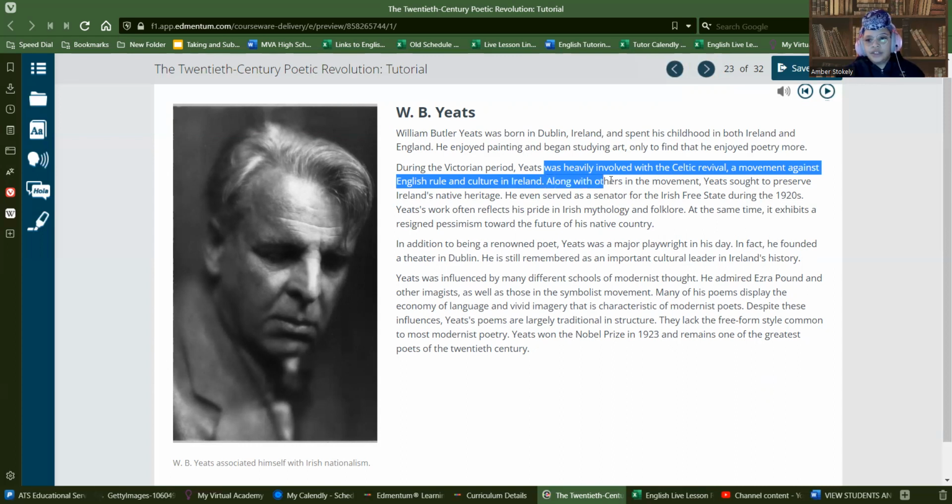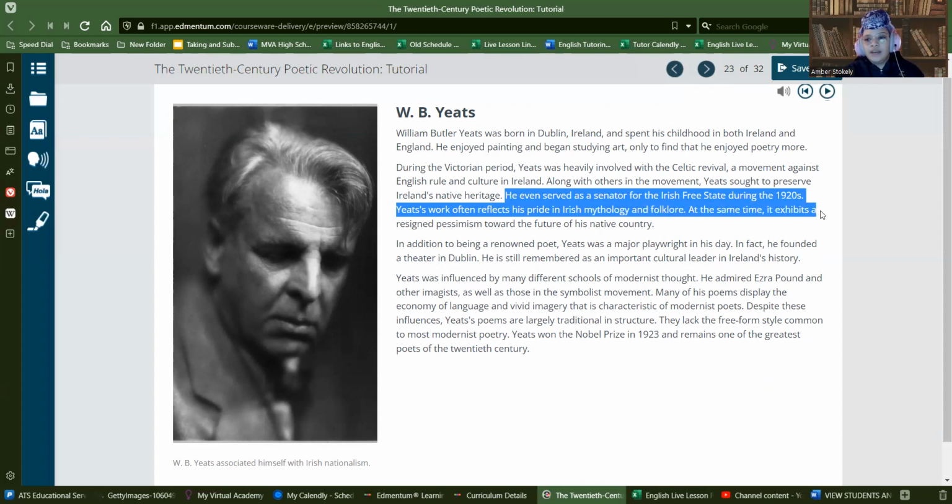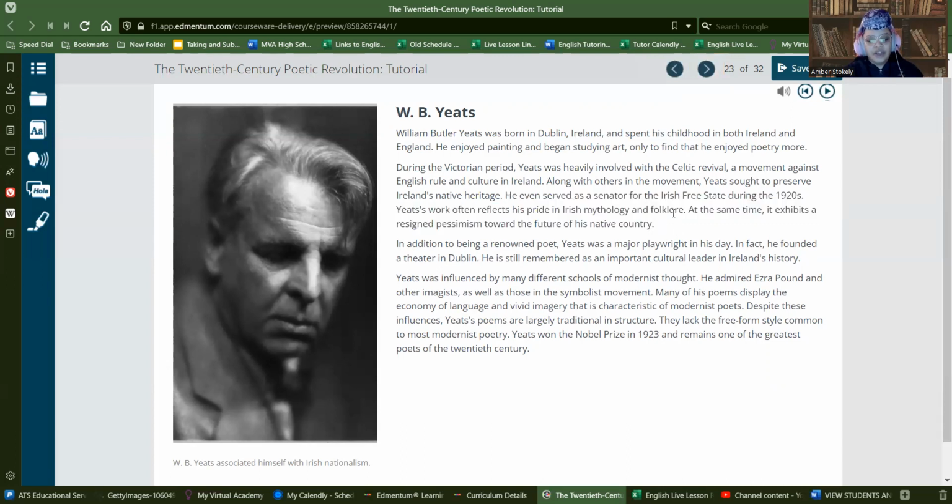And he served as a senator for the Irish Free State during the 1920s. His work often reflects his pride in Irish mythology and folklore. At the same time, it exhibits a resigned pessimism or negativity towards the future of his native country. So he was fighting for a lot in Ireland, but he didn't think that things would turn out positively.